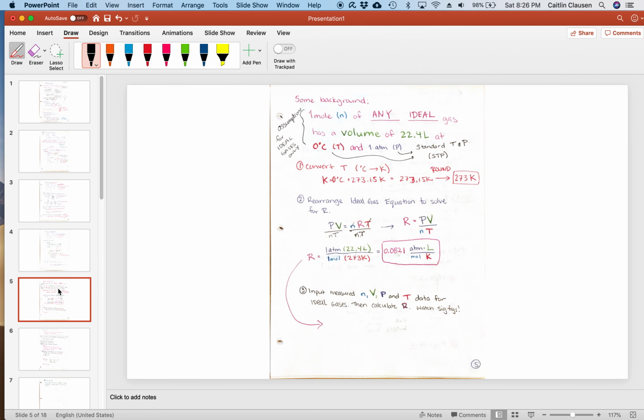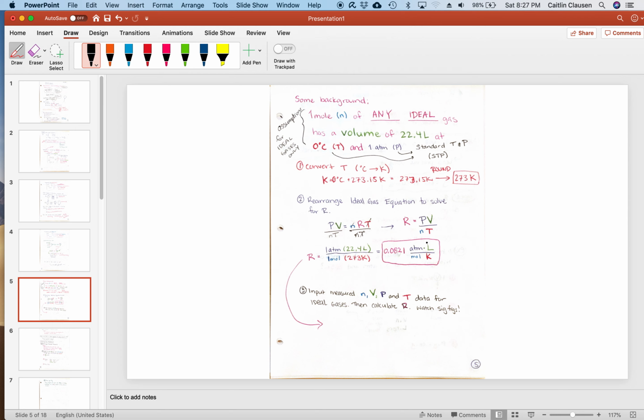We then solved for R itself, and we figured out that given this specific context, 1 mole of any ideal gas has a volume of 22.4 liters at 0 degrees Celsius and 1 atm. We called 0 degrees Celsius and 1 atm standard temperature and pressure. We did some conversions to get the right units, plugged it into the ideal gas equation, and figured out that R should be 0.0821 atm liters per mole Kelvin.